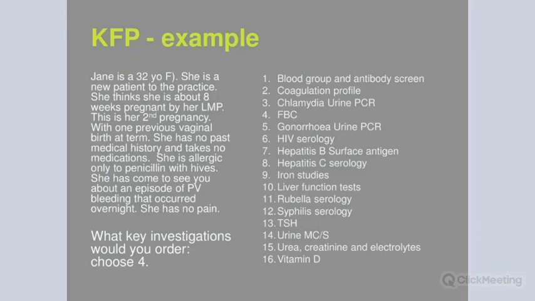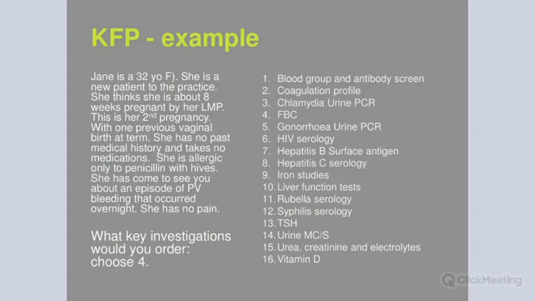Is she concealing a larger bleed, or is she an ectopic that has been bleeding slowly into her abdomen? And then you could make an argument for many of these. So I guess if I was choosing, I'd probably choose blood group and antibody screen, full blood count, maybe chlamydia urine PCR, and either gonorrhea urine PCR, or maybe even iron studies.